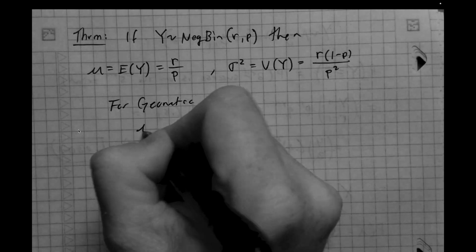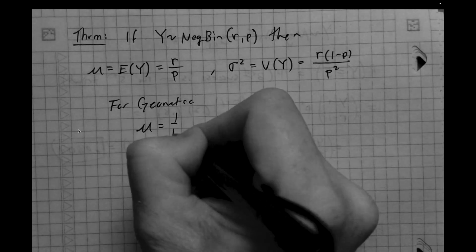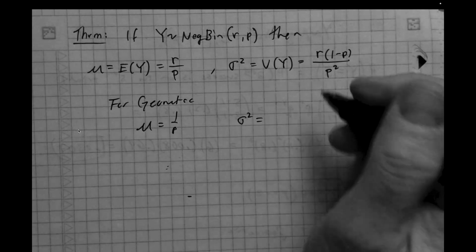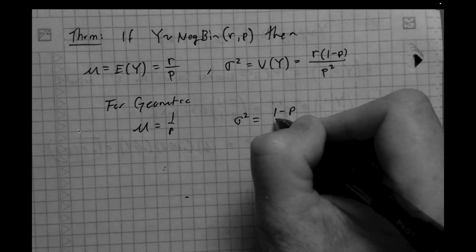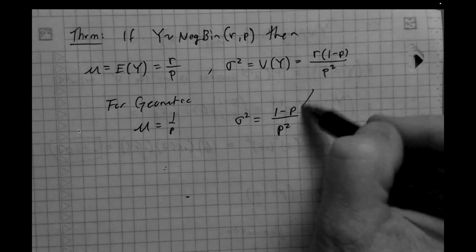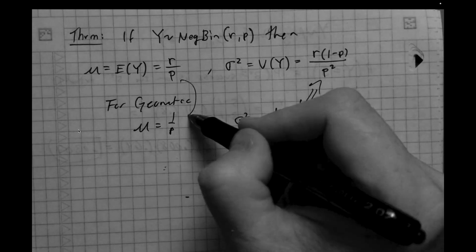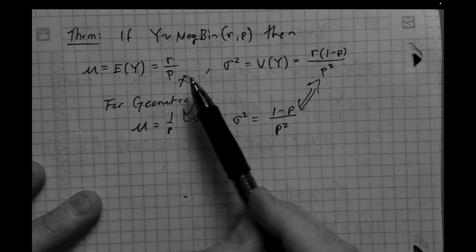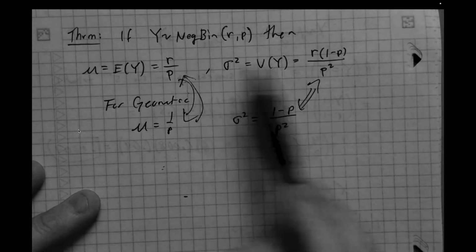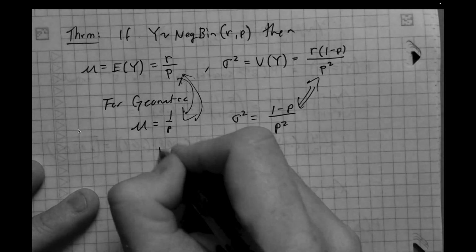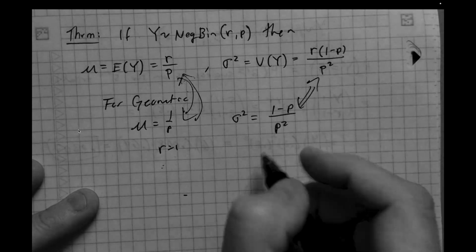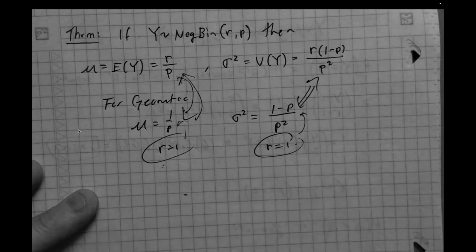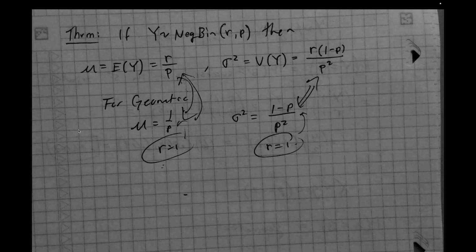Now remember, for geometric, so these are similar. For geometric, we found that mu was equal to 1 over p, and we found that sigma squared was equal to 1 minus p over p squared. So obviously these have a lot in common. As we said, this is really just a generalization of the geometric distribution. So you could say that r is equal to 1 here, right? And that works in both places, right? So r is equal to 1, r is equal to 1. And so that's what's happening there.